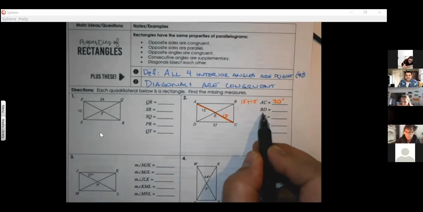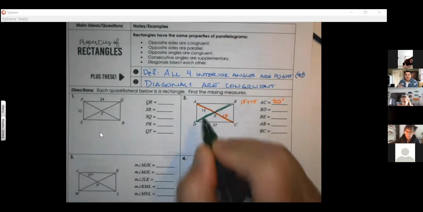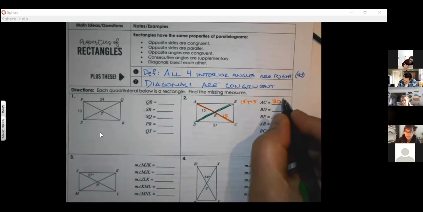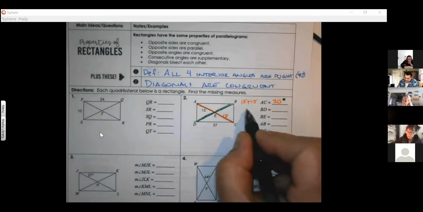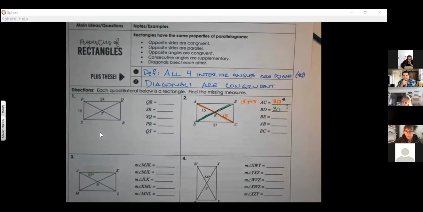Second question asks for BD. Okay, so ask ourselves again, is this a side, an angle, or a diagonal? It's a diagonal. This time it's a whole diagonal. So how long is that? 30 degrees. It's 30, I shouldn't have put degrees, should I? That's a mistake up there. It's 30 units, whatever that is. Good, and BD is the same length, right? So it's also equal to 30 because it's the same as that one above it. Both diagonals have the same measure. And what about BE?